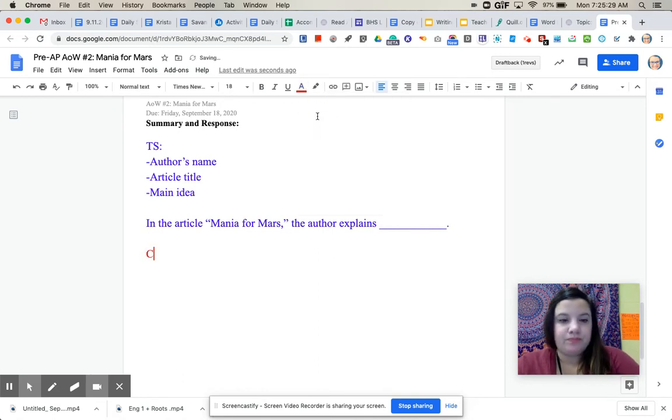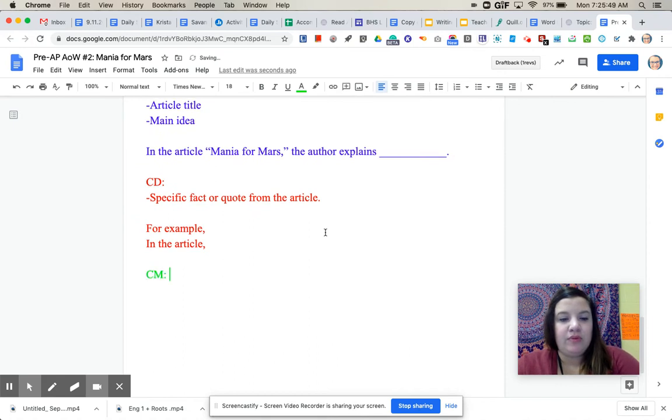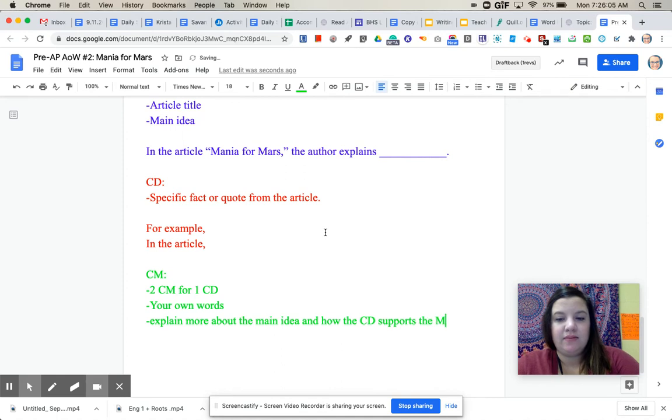Next, you have your concrete detail. There should be a specific fact or quote from the article, and you could use sentence starters like, for example, in the article. Next is your commentary sentences. Remember, those are in green. You need to have 2 commentary sentences for every concrete detail. These are your own words, and you are explaining more about the main idea and how the concrete detail supports the main idea.